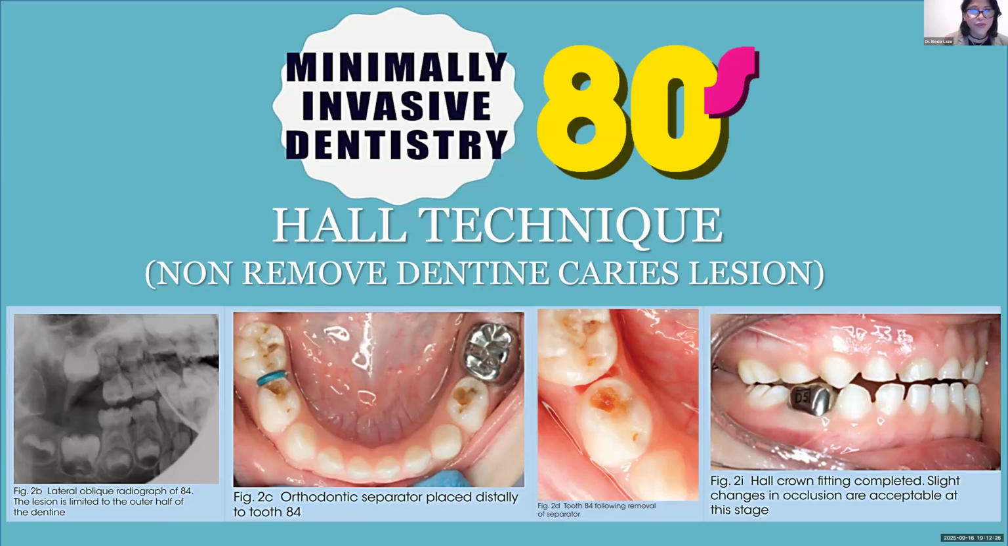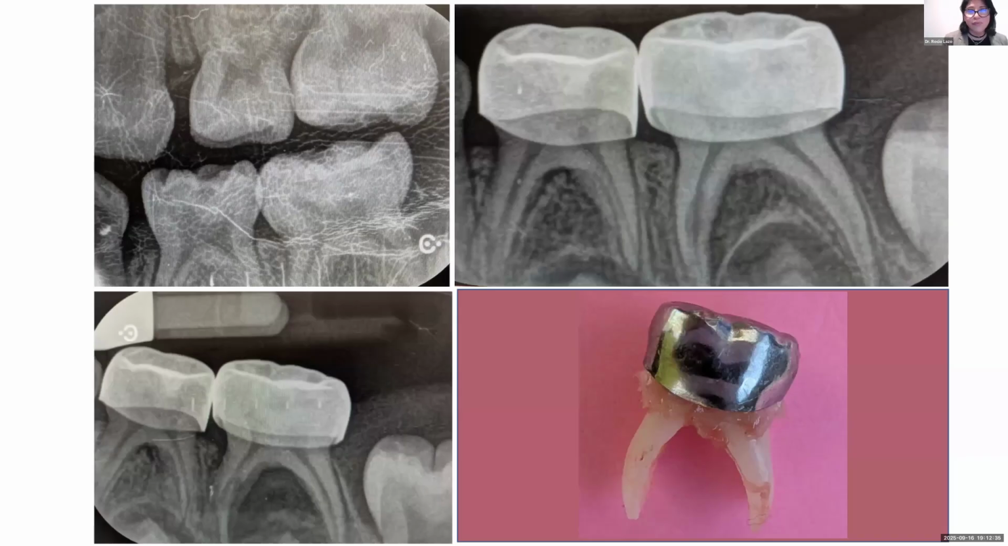You are waiting for this molar to be lost and the permanent premolar to come in. That is what is happening. But sometimes while you are waiting, the progression of the caries lesion continues, and then you have necrotic cases. So be careful when you choose the Hall technique, because sometimes you have these kinds of problems.